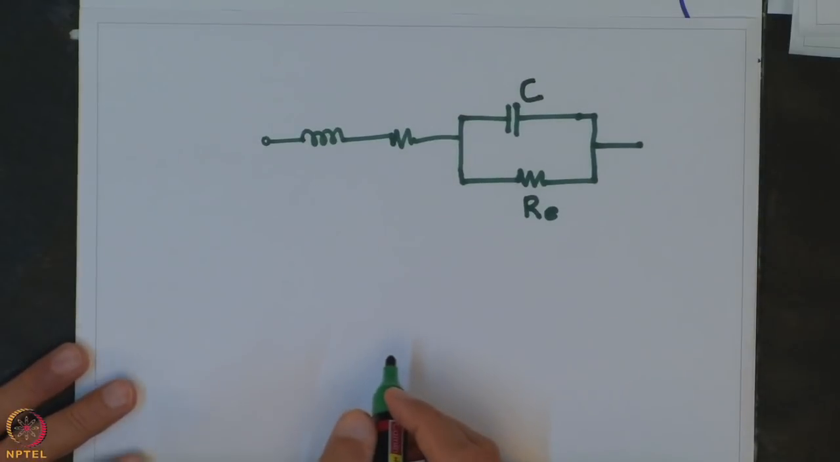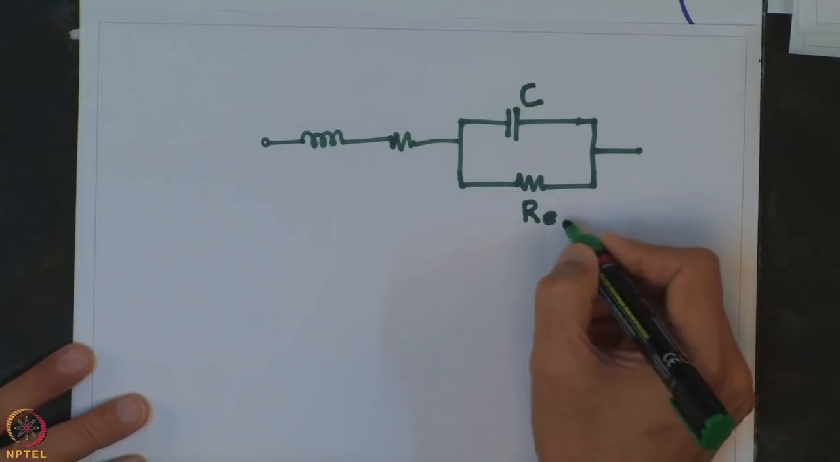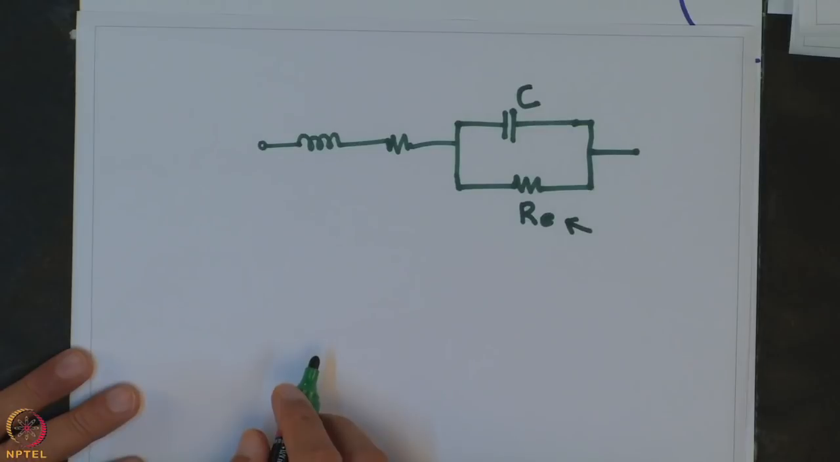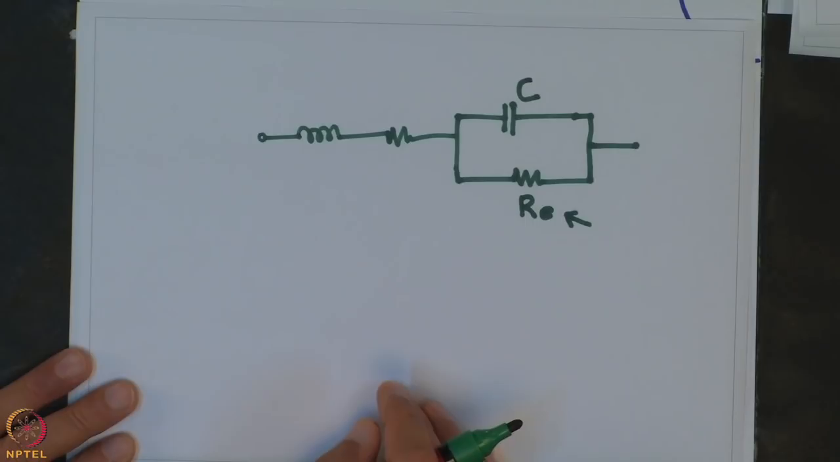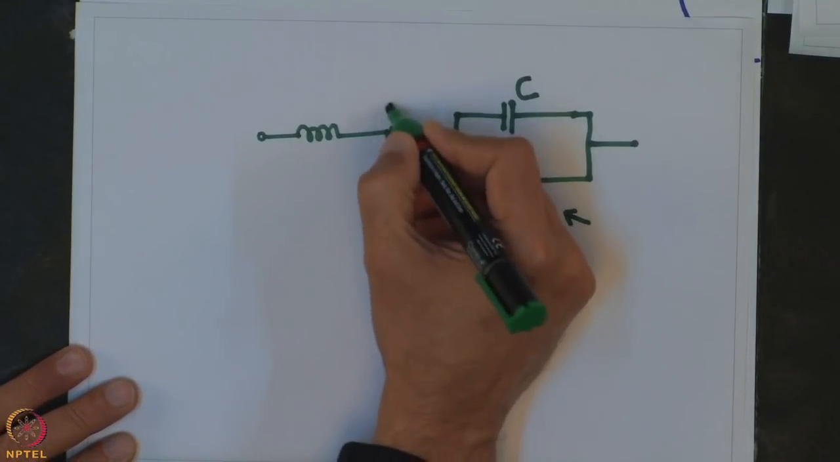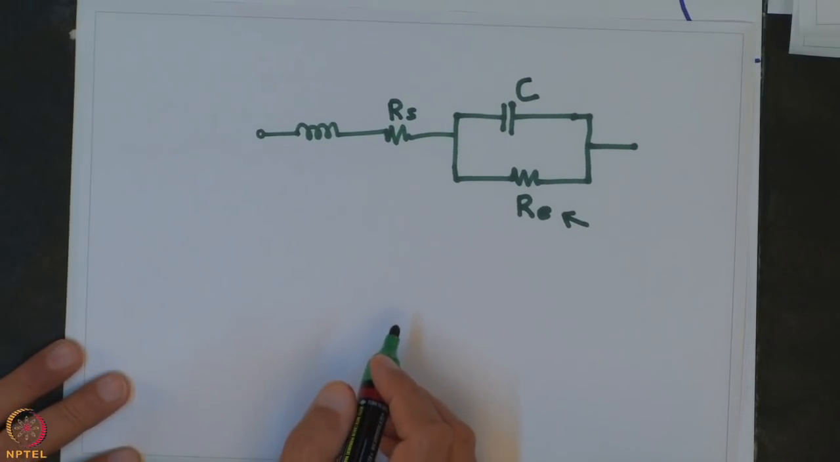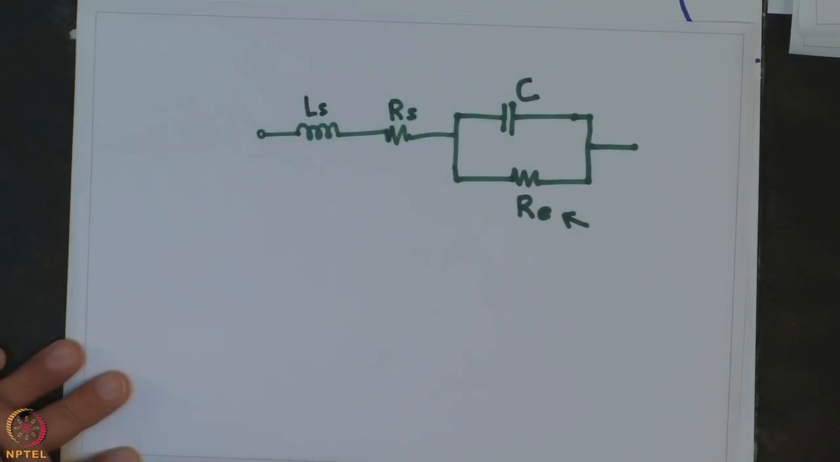C is the main capacitance or the pure capacitor. Re represents the insulation resistance or the dielectric resistance which is used between the plates of the capacitor. Rs is the parasitic resistance which is on account of the lead resistance. Ls is the lead inductance which induces a parasitic inductance in the capacitor.